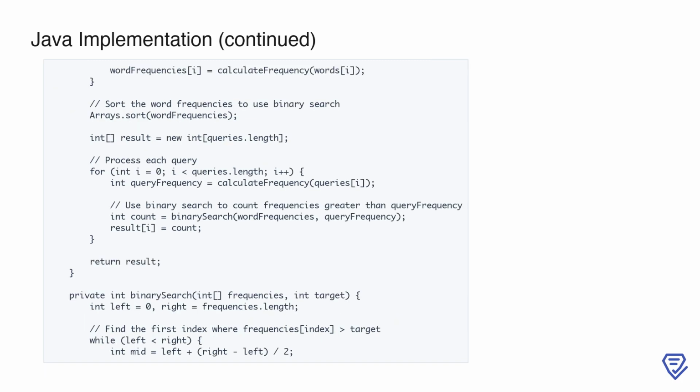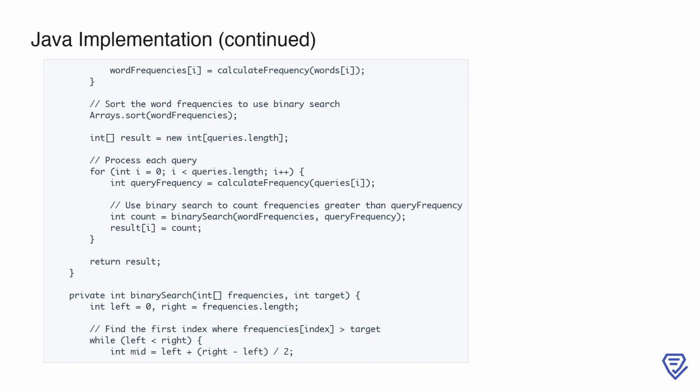Here, we continue the implementation by sorting the word frequencies array. This sorting step is important because it allows us to efficiently use binary search later to find counts of frequencies that are greater than a given value. After sorting, we initialize a result array to store the output for each query.